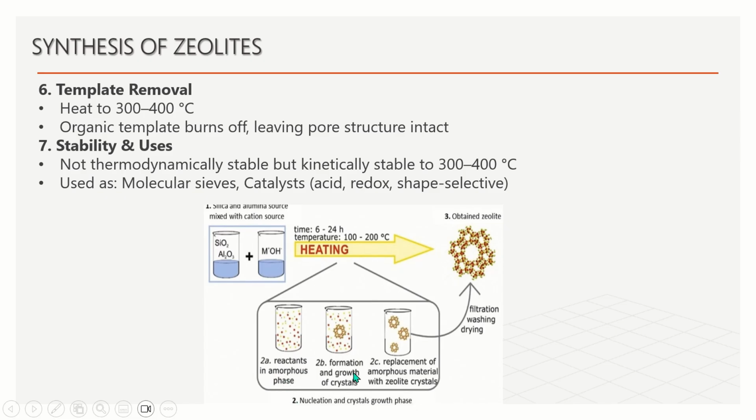For 2B, the small nuclei of zeolite start to appear. These are the first tiny crystals. And for 2C, finally the amorphous gel is converted into real zeolite crystals which grow and replace the gel. This is the crystallization phase. And the yellow arrow labeled heating 100 to 200 degrees Celsius shows the hydrothermal treatment step. So heating plus water pressure drives the crystallization.